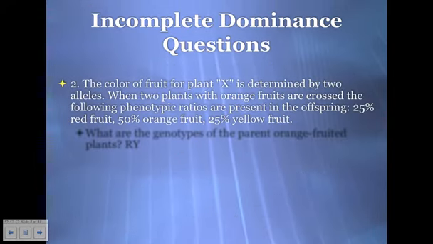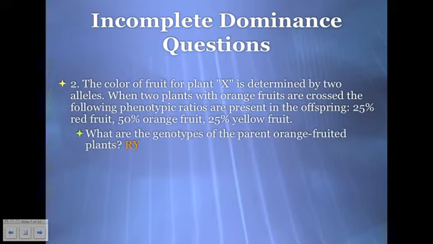A second one. The color of fruit for plant X is determined by 2 alleles. When 2 plants with orange fruits are crossed, the following phenotypic ratios are present in the offspring: 25% red, 50% orange, 25% yellow. The question: what are the genotypes of the parent orange-fruited plants? Well, this is where you recognize that orange is actually a blend of red and yellow. So using the same way that we did question number 1, red would have 2 capital R's, yellow would have 2 capital Y's, so orange would use a capital R and a capital Y.